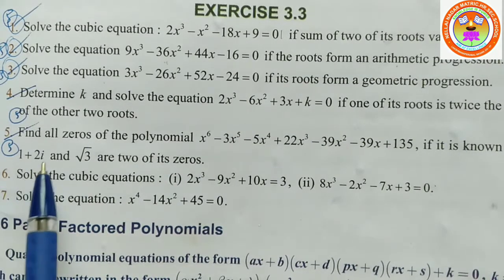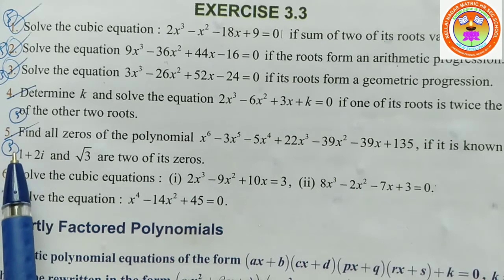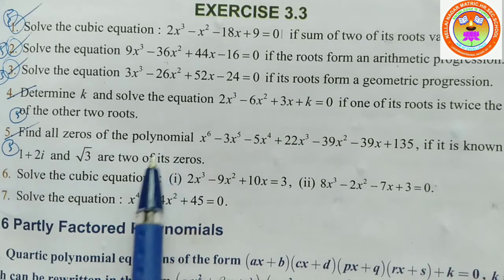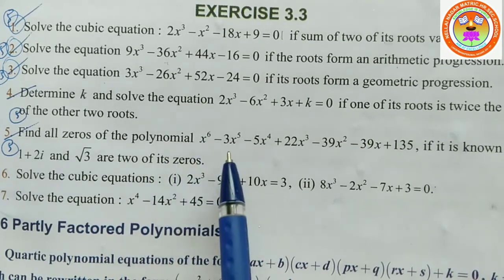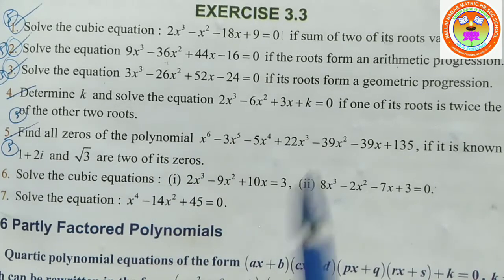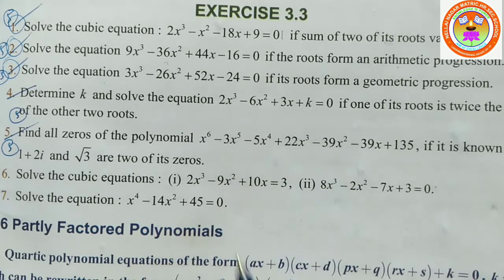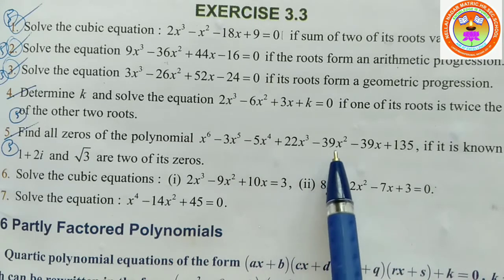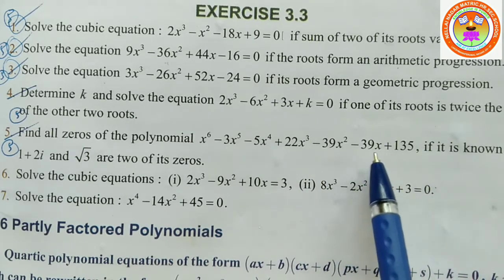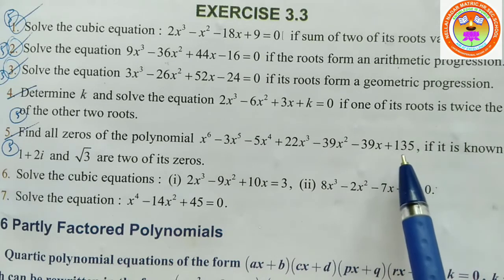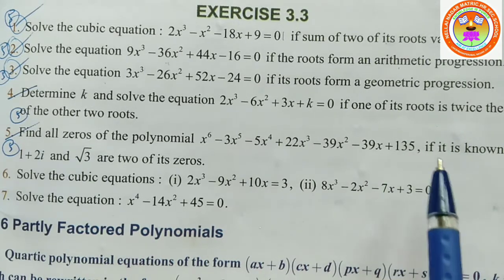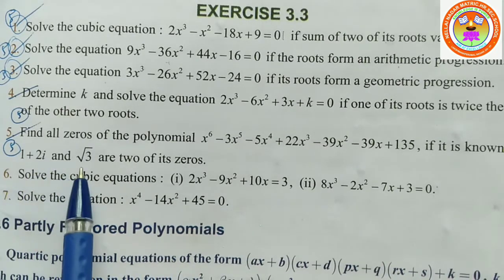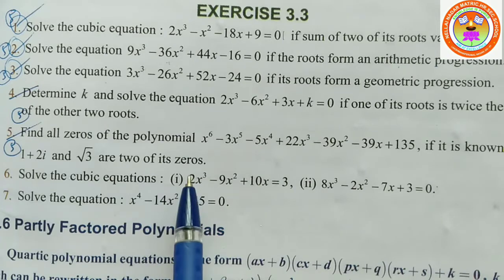Now see the next question. Question number 5. Find all zeros of the polynomial x raised to 6 minus 3x raised to 5 minus 5x raised to 4 plus 22x cube minus 39x square minus 39x plus 135, if it is known that 1 plus 2i and root 3 are two of its zeros.